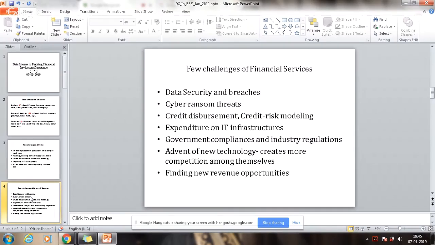Similarly, all financial services also have to follow industry regulations and government compliances. This is again common among different financial service providers. So when new technology comes in, one or the other company will be first to pick it up and start using it, and there will be pros and cons.